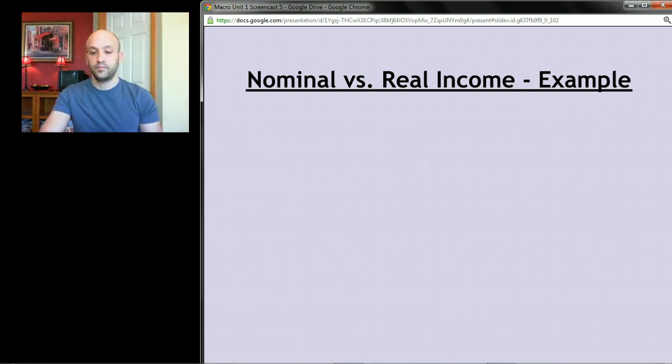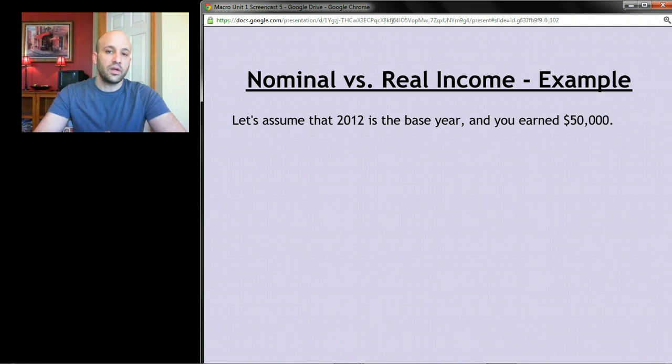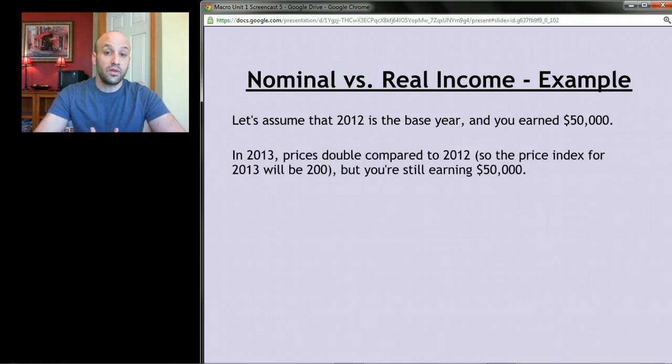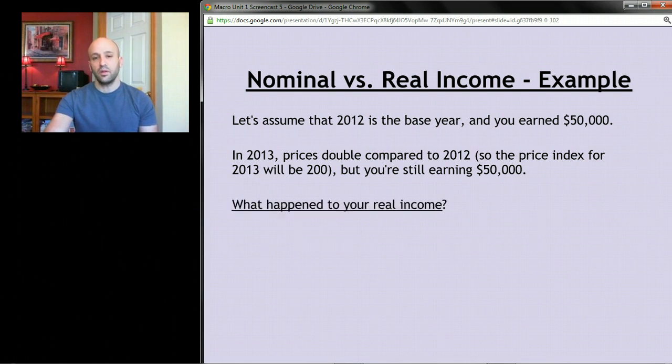Here's an example. Let's assume that the year 2012 is the base year, and let's say that you earned $50,000 that year. Let's say that in 2013, prices double compared to 2012. So the price index would be 200, doubling of prices in the year 2013. But let's say your paycheck still says $50,000. So at first blush, it doesn't really look like your income has changed, right? You're still earning $50,000. But let's look at what happened to your real income.